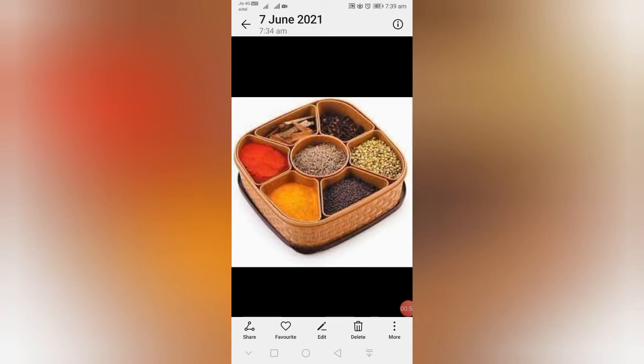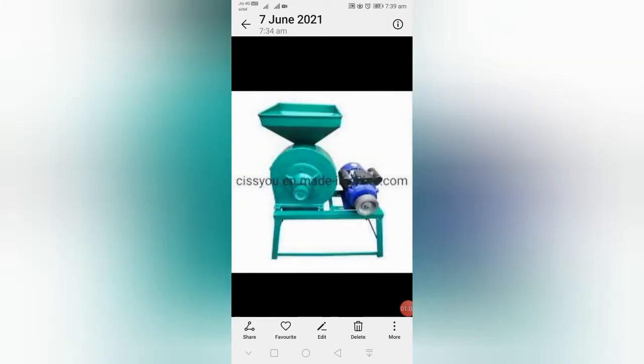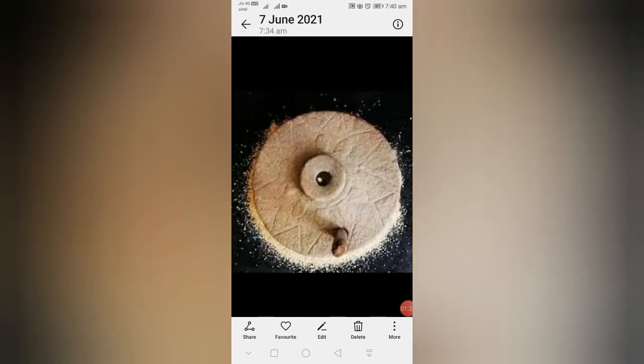This is a spice container. Can you guess what is it? Right? This is what? हिंदी में हम इसे आटा पीसने की चक्की बोलते हैं. तो इंग्लिश में क्या बोलते हैं? This is grind mill. Nowadays we use such kind of grind mill, but traditionally we have this type of grind mill. This is grind mill.